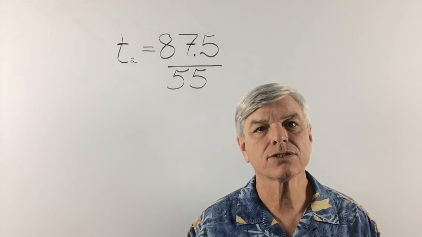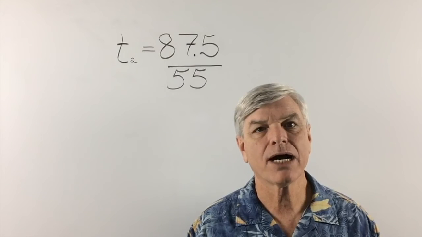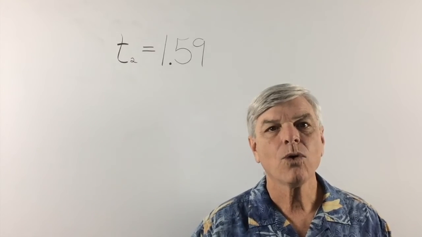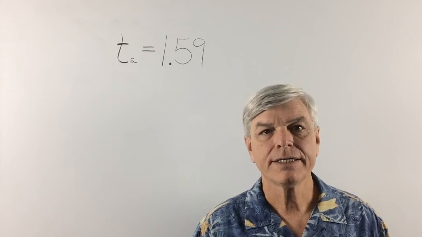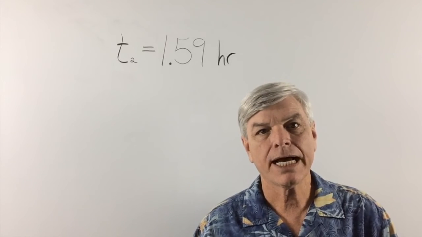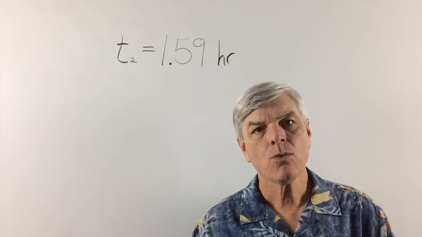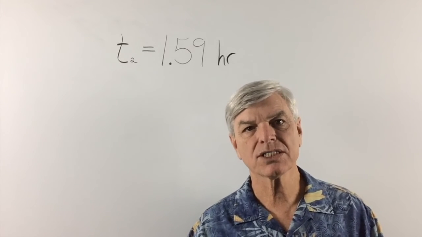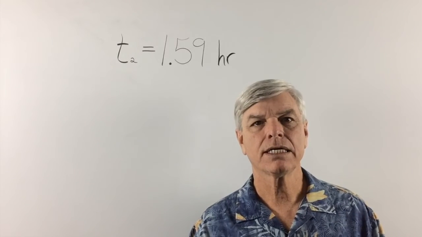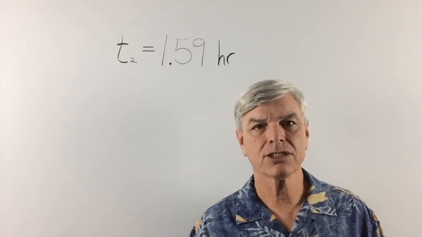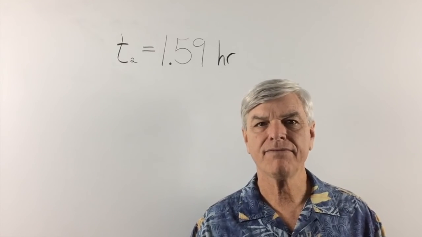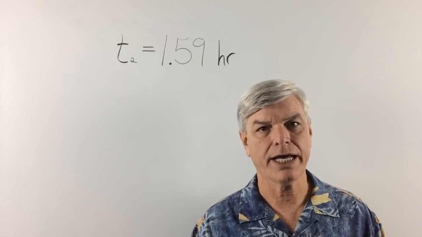87.5 miles over 55 miles per hour is 1.59. 1.59 what? Hours. 1.59 hours. Now, where did the hours come from? Well, when we put our numbers up, Mr. Wallace likes to do this the way I do. Instead of putting all those hours in miles per hour and then crossing them out as you divide, it can be very confusing, and I think it gets in the way.